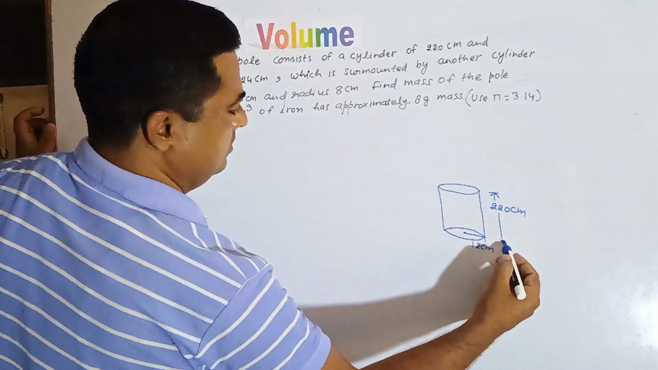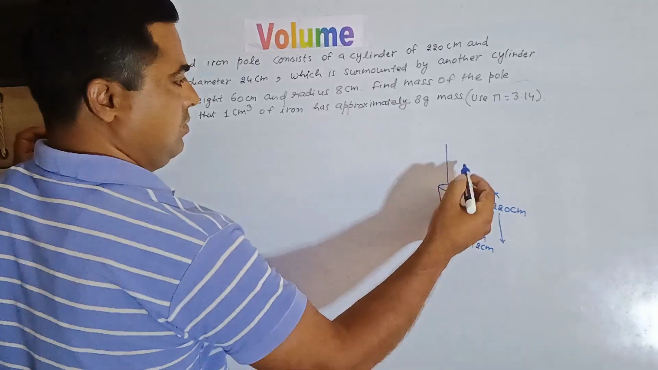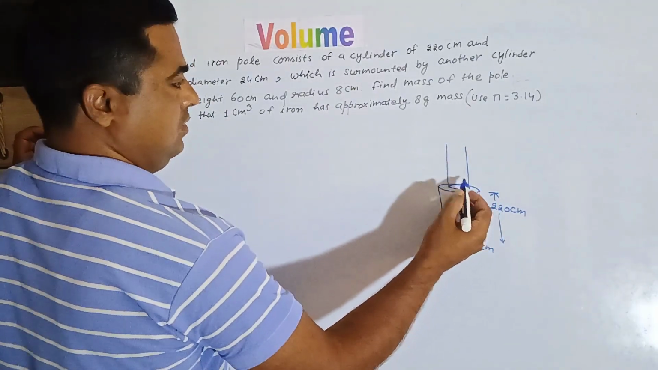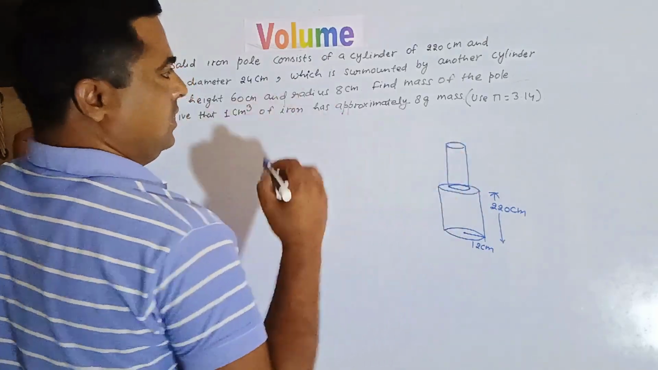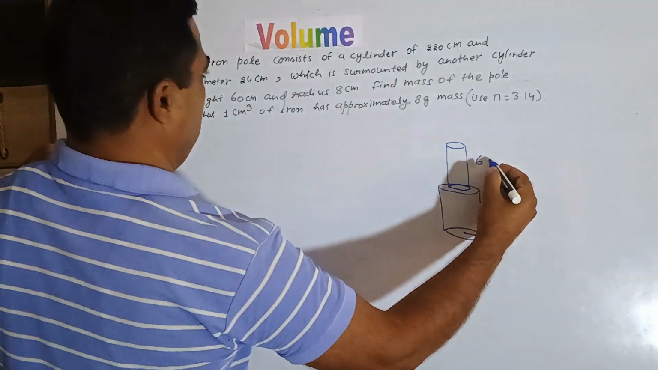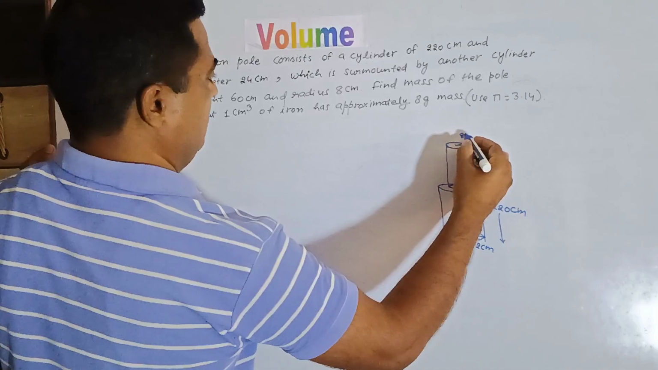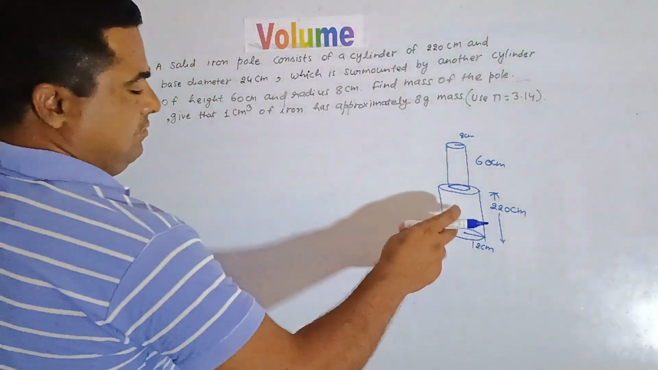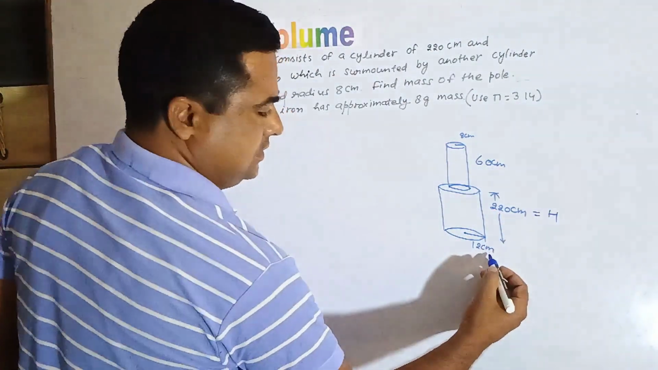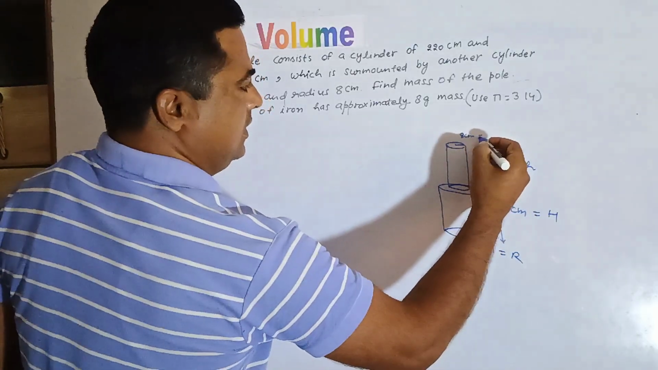centimeter. Correct? Now this is surmounted by another pole. And what is the height? Height is 60 centimeter. And now the radius is given here. Radius is 8 centimeter. Correct? We have two cylinders, one large and one small. Height be capital H and radius be capital R. Height be small h and radius be small r.